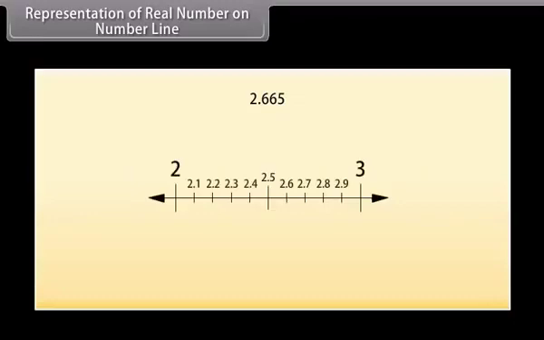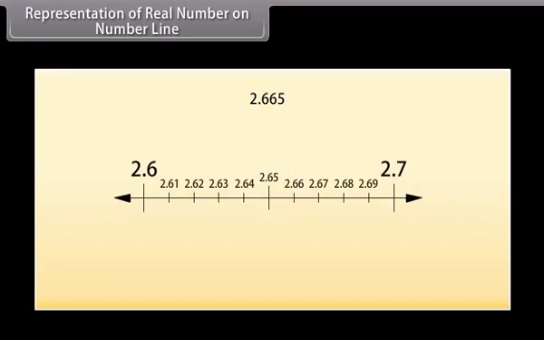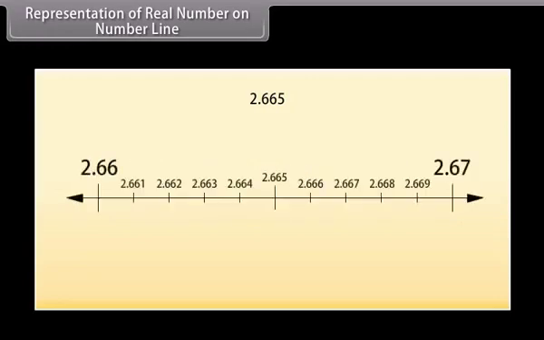Imagine dividing it into 10 equal parts. For a clear view of numbers, the first part represents 2.1, the second part is 2.2, and so on. Here, 2.665 lies between 2.6 and 2.7. Now focus on the portion between 2.6 and 2.7. Divide this again into 10 equal parts. The first part represents 2.61, the next 2.62, and so on. Again, 2.665 lies between 2.66 and 2.67.